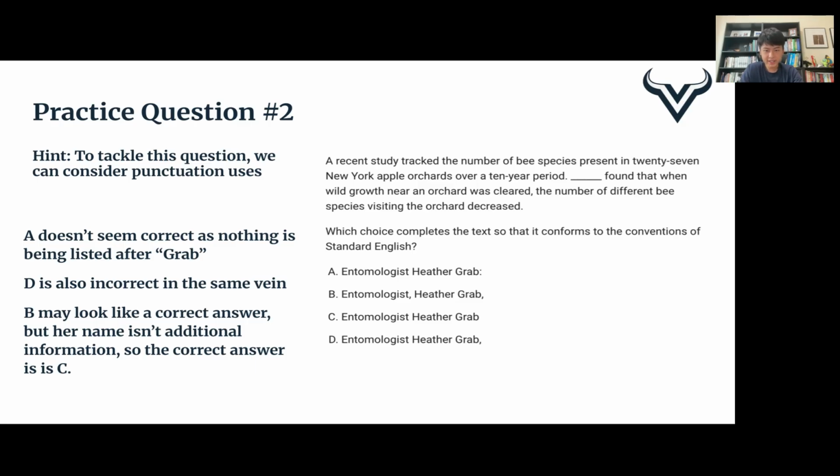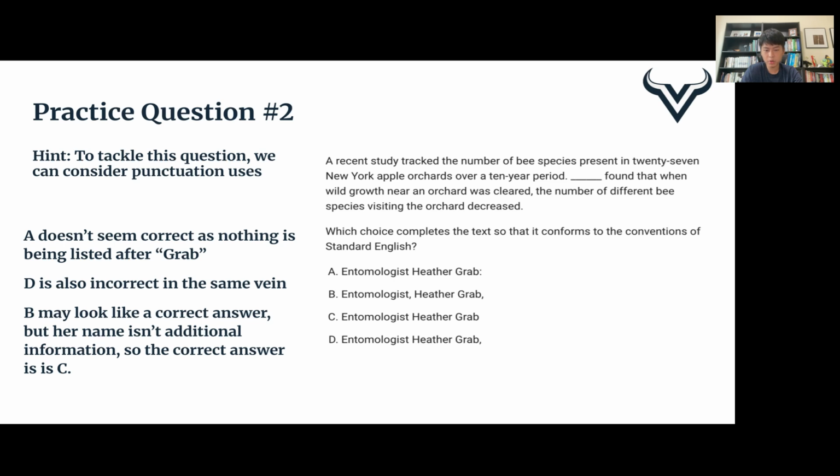For option A, entomologist Heather Grab with a colon. This is wrong because a colon is used to start off a list, but as you can see, nothing is being listed after Grab. D is also incorrect in the same vein. Entomologist Heather Grab with a comma, but nothing is being listed after it, so there's no need for the comma to be there.